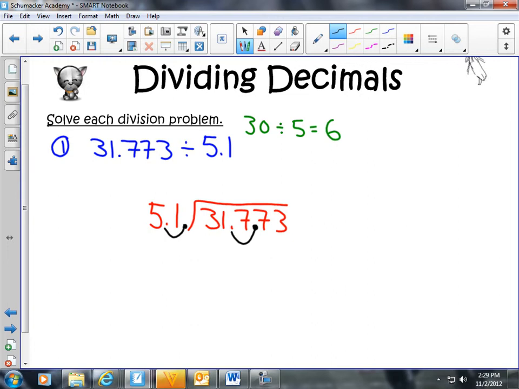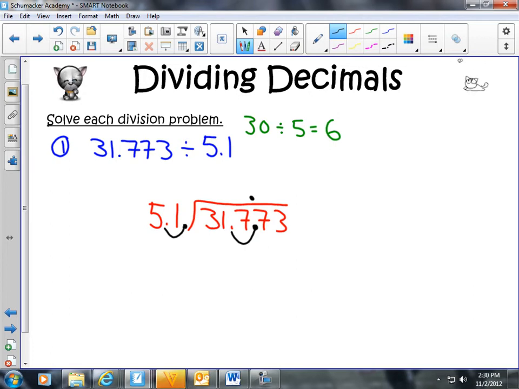Whatever I do to one number, I have to do to the other. And I'm going to put the decimal directly above it up here so we don't forget about it. And a big key with long division: neatness. You want to be neat, put the numbers in their columns so you don't cross over, and then you know exactly what you're doing. So I'm going to begin.